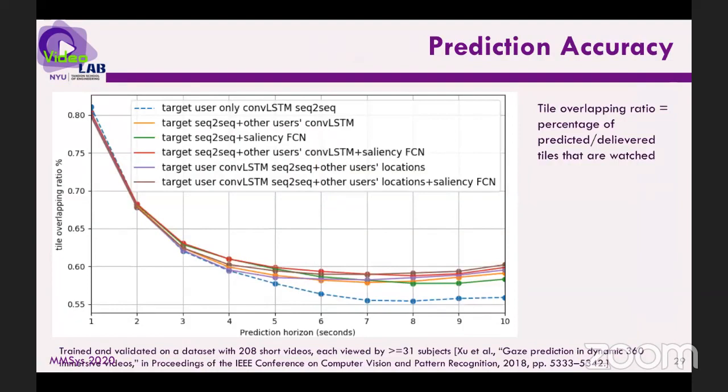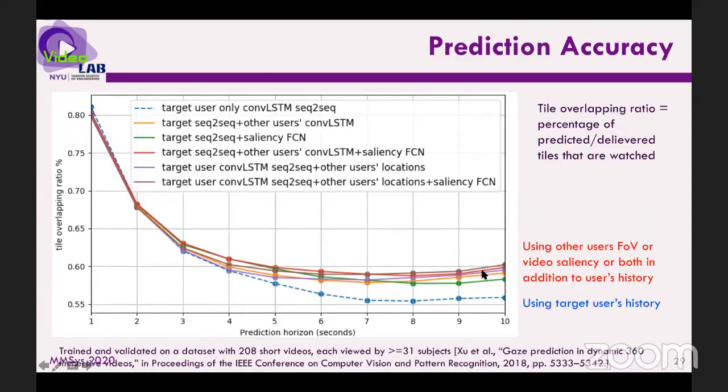And this plot shows the performance of the various approaches. On the bottom is the result from using the target user's history. And there are various approaches here, but they have fairly similar performance. These are obtained using either other users' FOV or the video saliency or both, in addition to the user's history. As we can see, with this approach, we can significantly improve FOV prediction accuracy when the prediction horizon is long, say, for example, over 5 seconds.